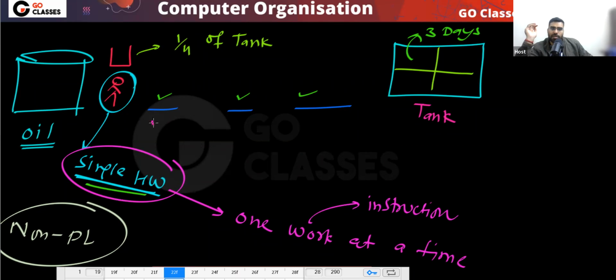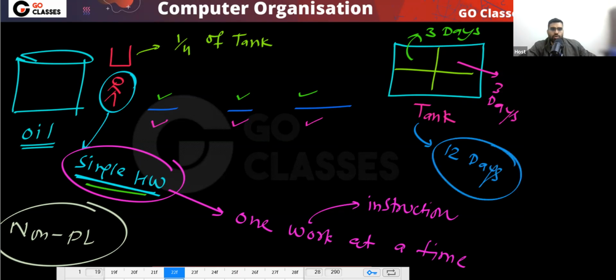Then again this will happen, then again this will happen, so it will take 3 days each time. So tell me, how much time will you need to fill this tank? Can I say that you will need a total of 12 days, right? Yes or no? Okay, so total 12 days you need.